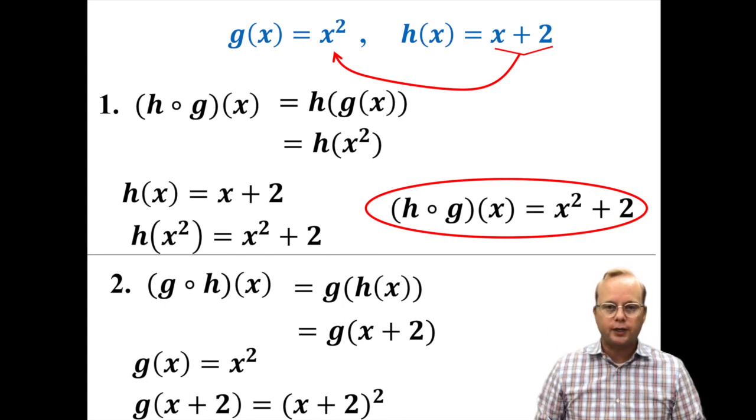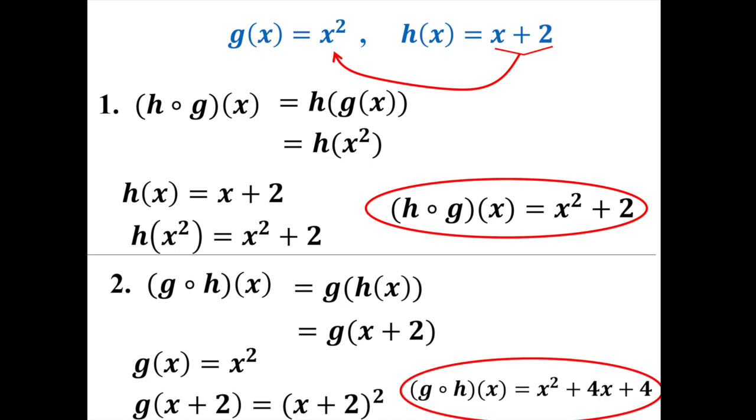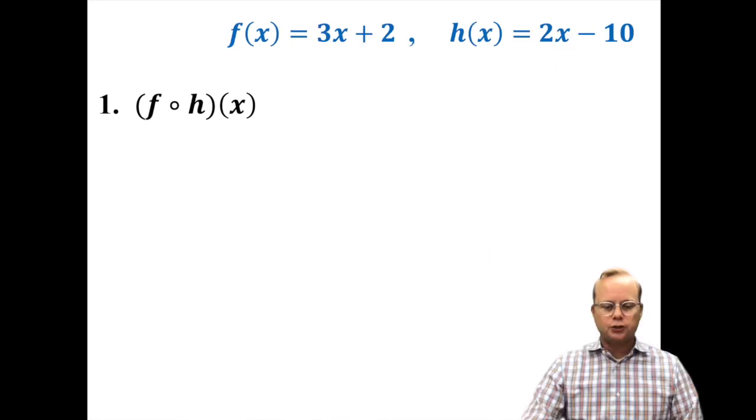That's when we're going to use our foiling again, okay? So that gives me x squared plus 4x plus 4. Okay, so that's when we got just a little bit crazy. I'm going to do one more with you and show you how to do it. Then I'm going to give you some practice on some of these, okay? All right, let's do one here.